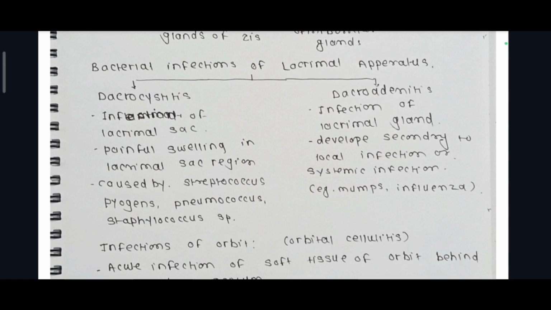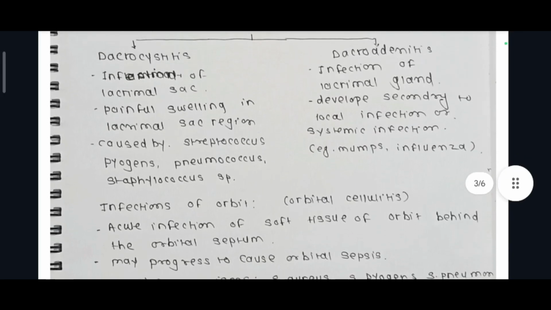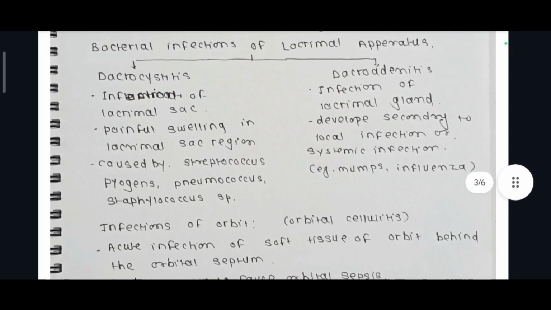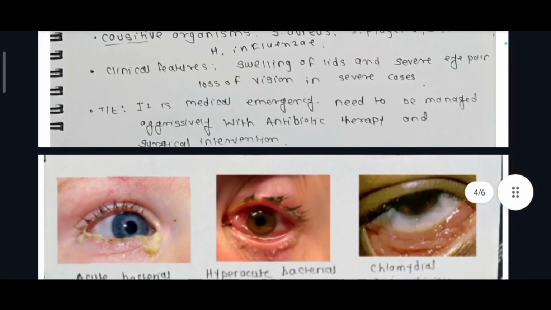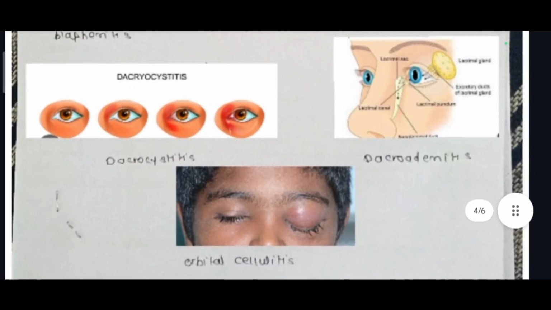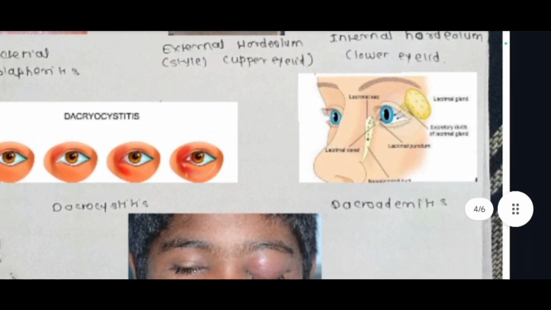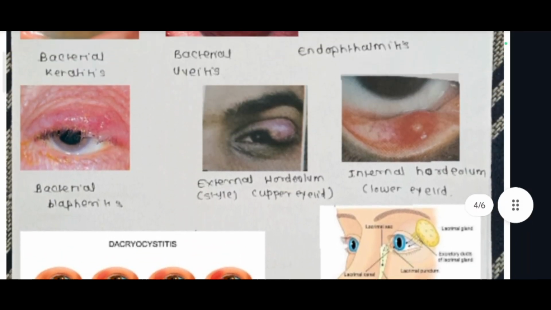Whereas dacryoadenitis is the infection of the lacrimal gland, which develops secondary to local infection or systemic infection. Examples of systemic infection are mumps or influenza. So let's see dacryocystitis and dacryoadenitis. Here these are the various types of dacryocystitis, in which the lacrimal sac is inflamed, and the second one is dacryoadenitis, in which there is lacrimal gland infection.